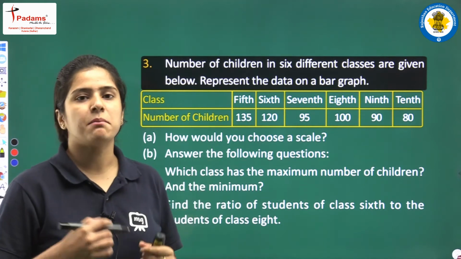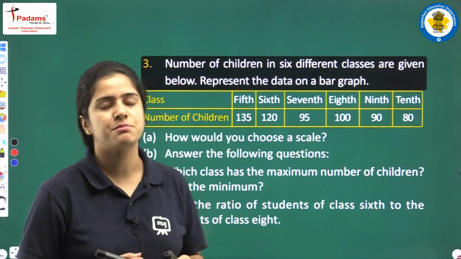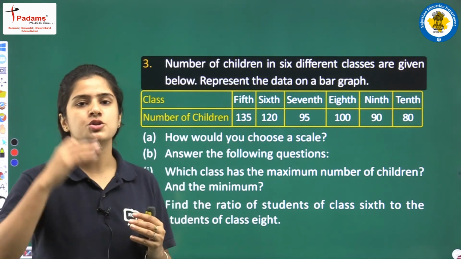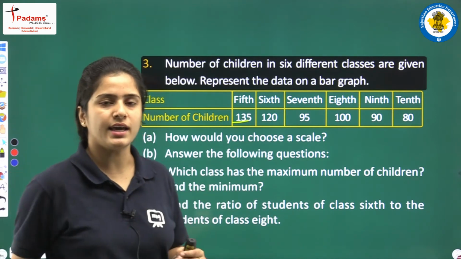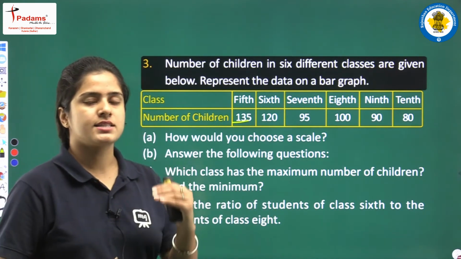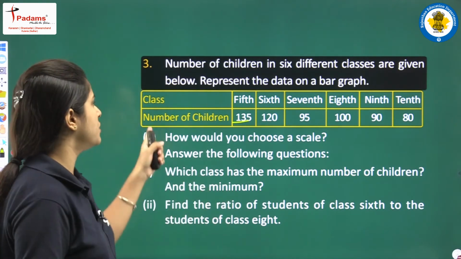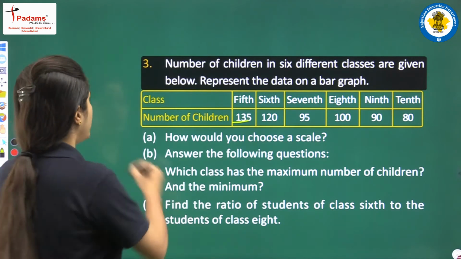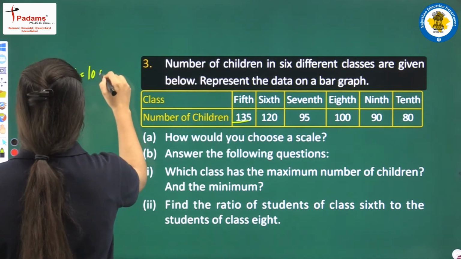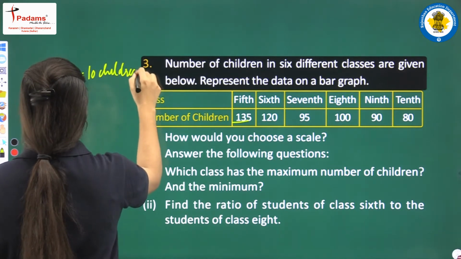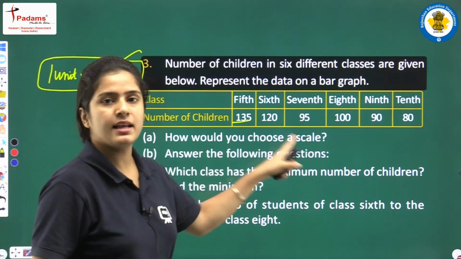We'll choose a scale based upon convenience. Okay students, it will be convenient if we choose the scale of 10. 0 to the maximum is 135, so we'll choose 140. So 0 to 140, 0 to 10, then 10 to 20. So basically 1 unit will be equal to 10 children. So the scale we'll choose is this.